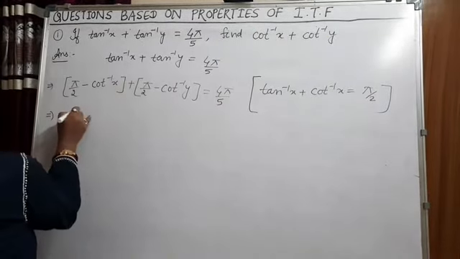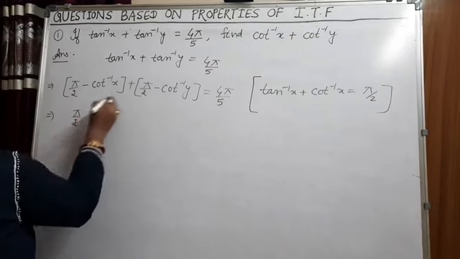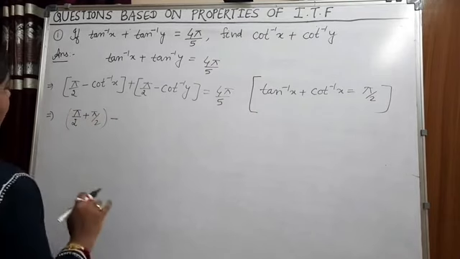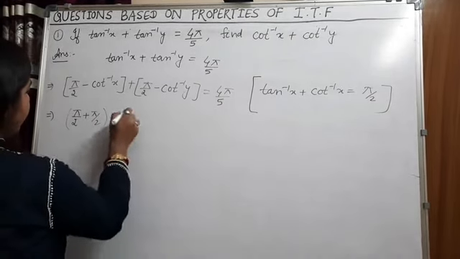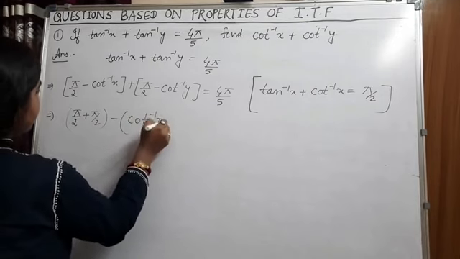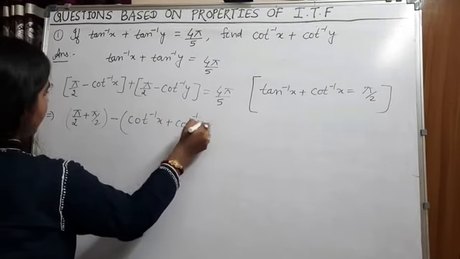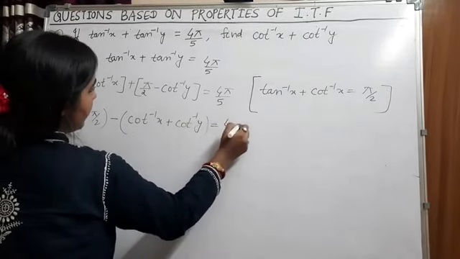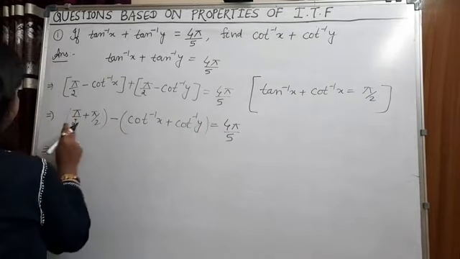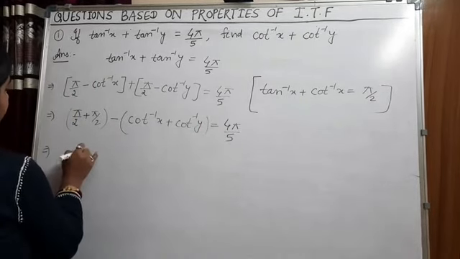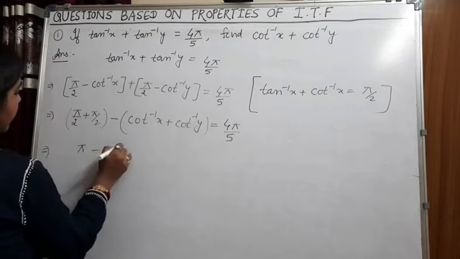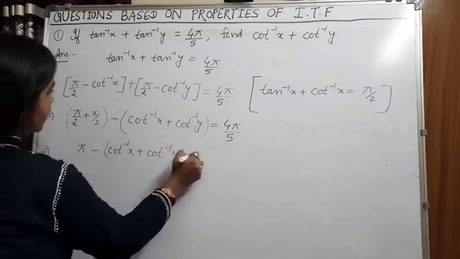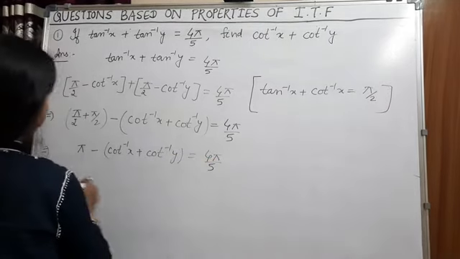Now we'll calculate pi by 2 with pi by 2 together, and then minus cot inverse x and minus cot inverse y together. So it will be cot inverse x plus cot inverse y, taking the minus outside the bracket, equals 4 pi by 5. So pi by 2 plus pi by 2, that is pi. Pi minus (cot inverse x plus cot inverse y) is equal to 4 pi by 5.